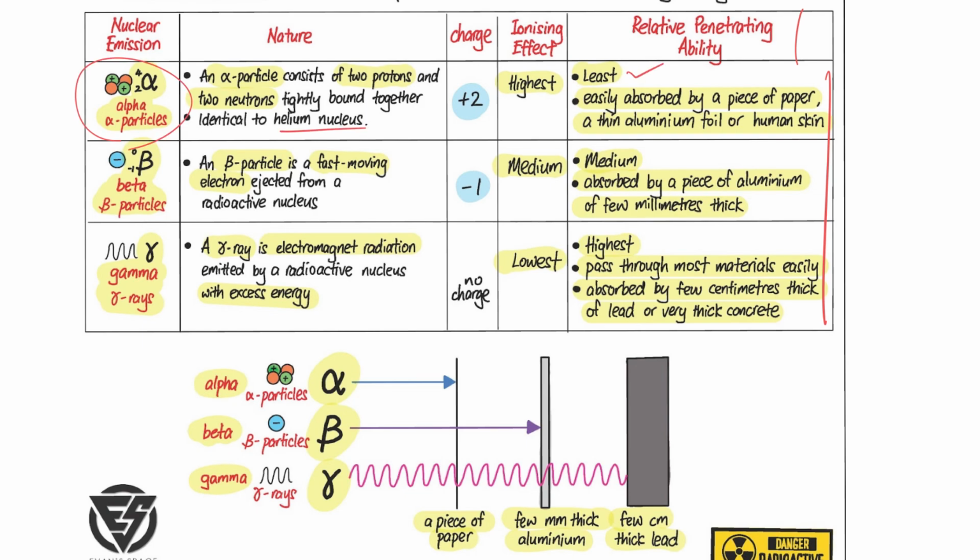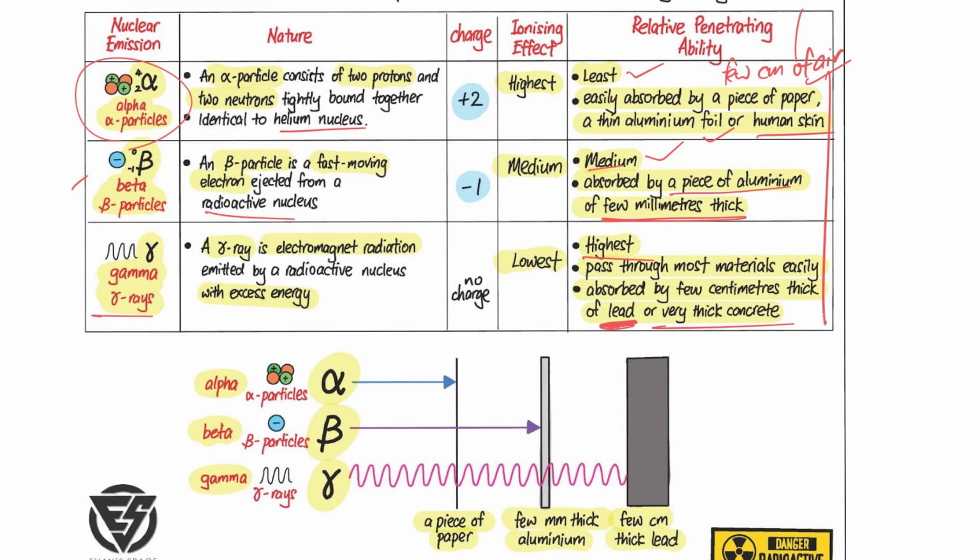The penetrating power is the least, and it can be blocked by a piece of paper, a thin aluminum foil, even your human skin, or even a few cm of air. Okay, take note of that. And beta, which is electrons, which is very small, the penetrating power is medium, and it can be absorbed by a few mm thick of aluminium. So if it's a few mm of aluminium, it will be blocked totally. All right. And for gamma, it's the most penetrating, and it can pass through most material easily. It can only be stopped by maybe a few cm thick of lead, or very thick concrete, maybe in terms of meters.